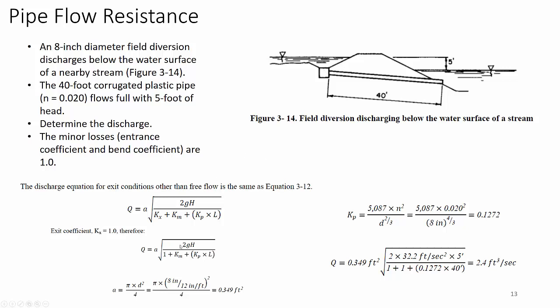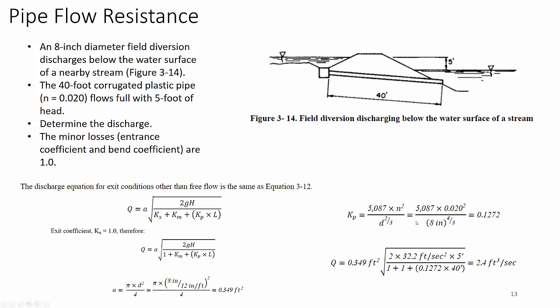So you have 1 plus 1 plus the pipe losses times the length of the pipe. And then you have the kinetic energy 2gH at the top. And so the area, of course, we calculate the area because we know that it's a corrugated pipe. Let's see, 8-inch pipe. That's the very top, 8-inch pipe. So we convert that to feet, and we calculate that the area is 0.349 square feet, the cross-sectional area of our pipe.